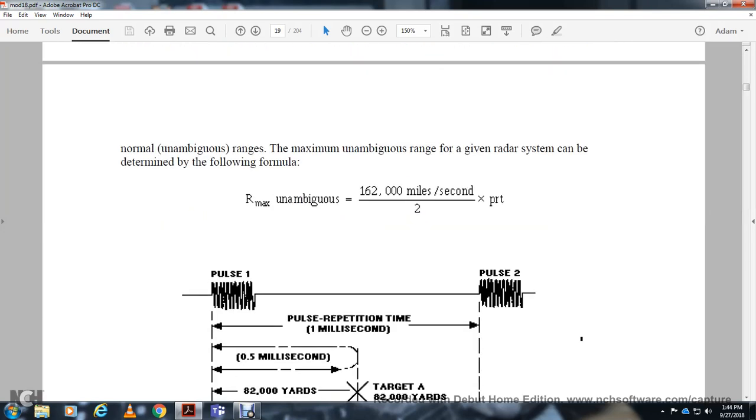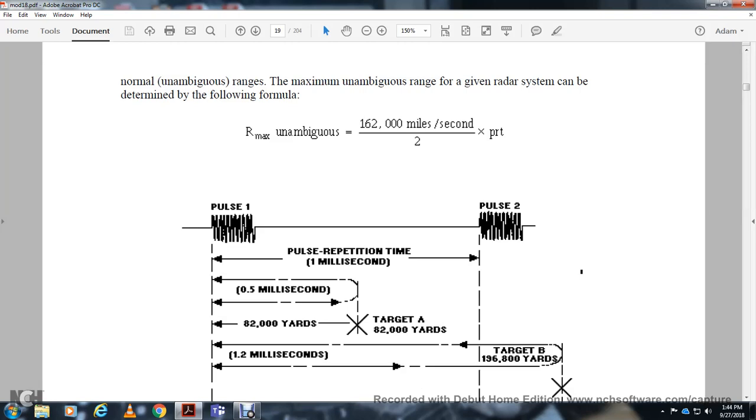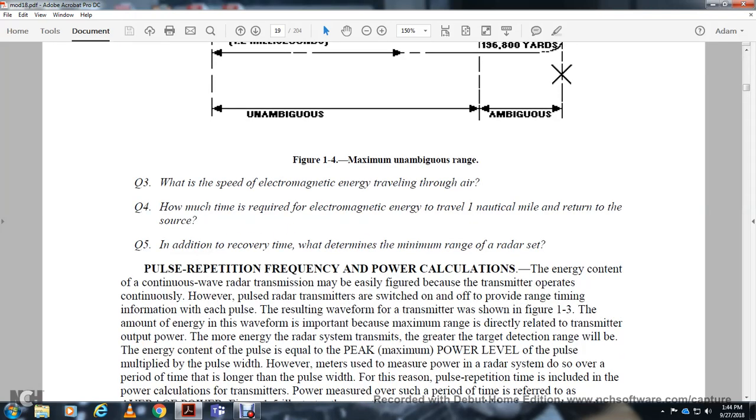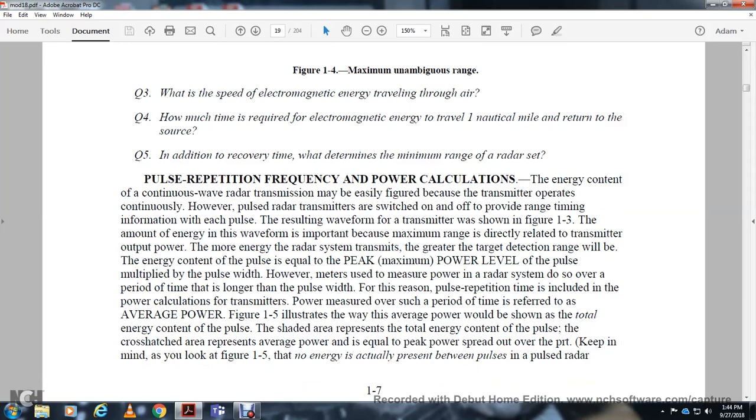Pulse 1, pulse 2, pulse repetition time 1 millisecond, half a millisecond, 82,000 yards, target 82,000 yards, 1.2 millisecond, target 1,968 yards, ambiguous. Alright, pulse repetition frequency and power calculation.